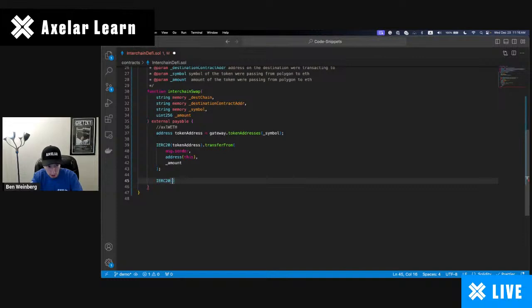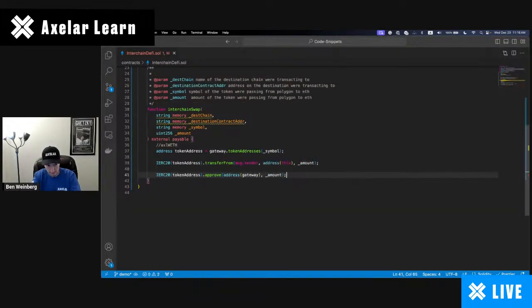Next, we need to approve our gateway contract to handle this token on our behalf. Because remember, we're going to be sending this token from this contract via the gateway contract to Axelar. So we need to approve the gateway to actually handle these funds. Okay. So at this point, when we call this function, we're going to send ERC20 tokens from us to this contract. Now we get to the interesting stuff.